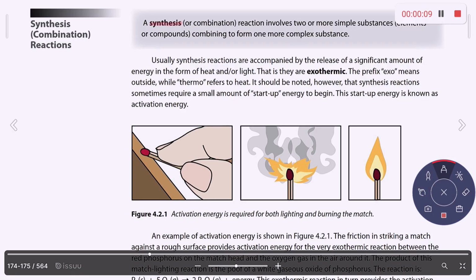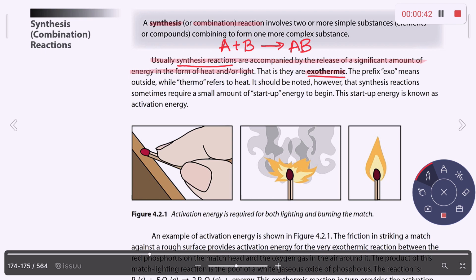Synthesis reactions are also called combination reactions. That's where, generally speaking, you're going to take a couple of simple things and combine them to make one that is more complicated. Synthesis reactions typically are going to release energy, usually in the amount of heat, sometimes light. That means synthesis reactions are exothermic. You should know that.